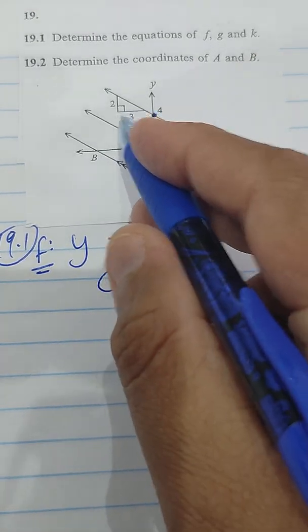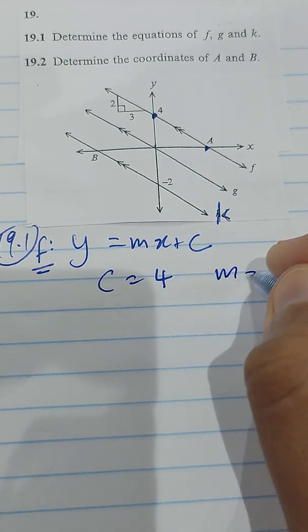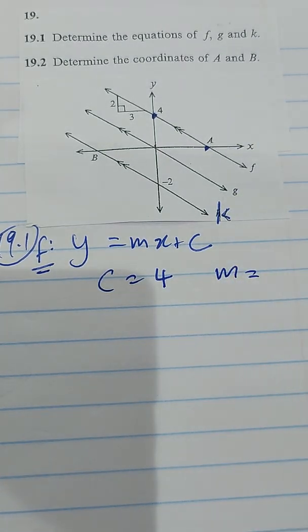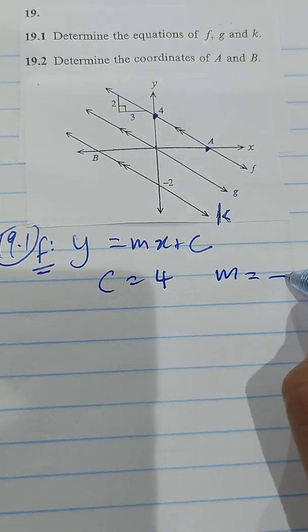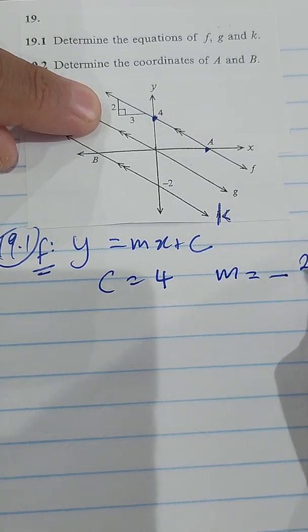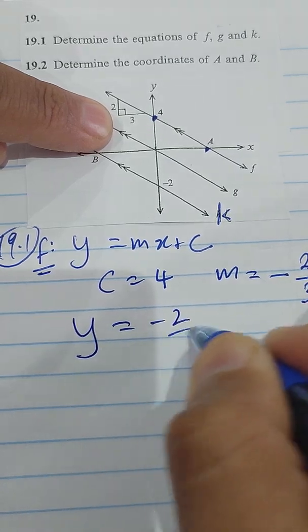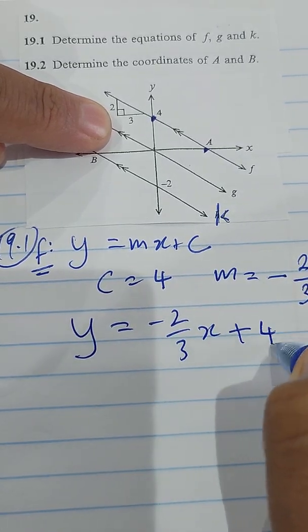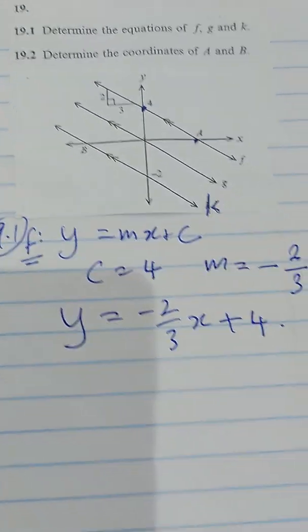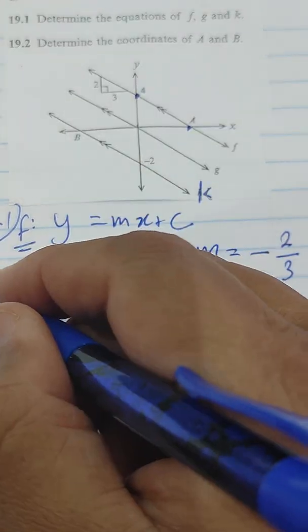Okay, and we have a rise over run here. So the gradient, is it negative or positive? It's decreasing, so it's negative. The rise, your change in y, is 2 over your run is 3. So the equation of this graph is y is equal to -2 over 3 x plus 4. Okay. So that is your f.